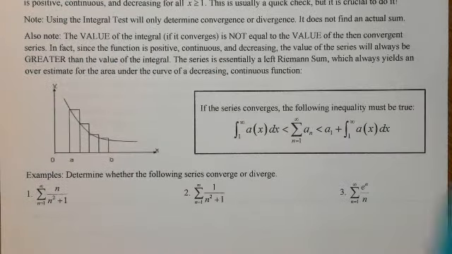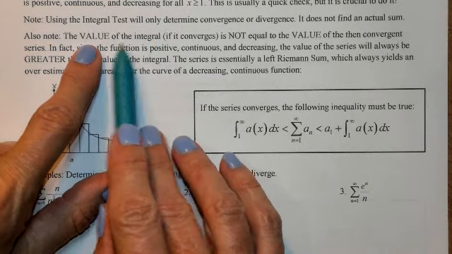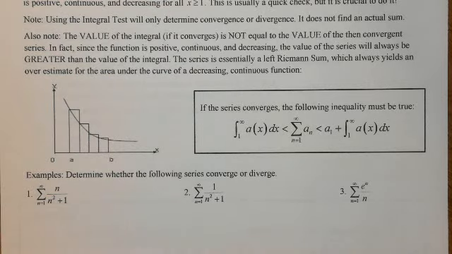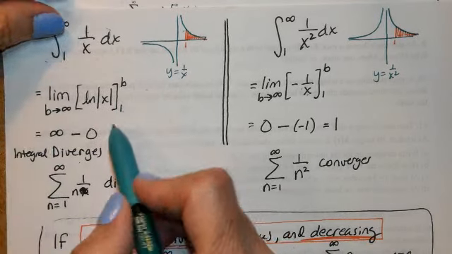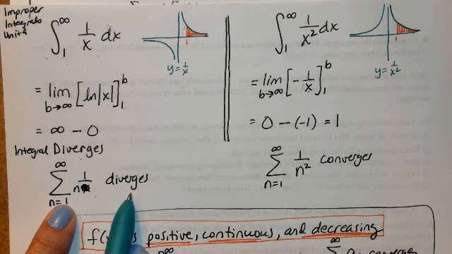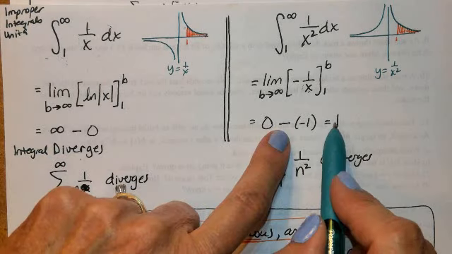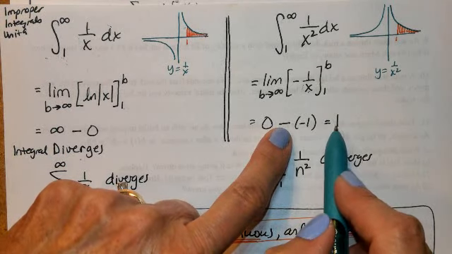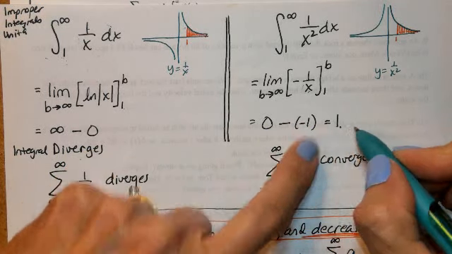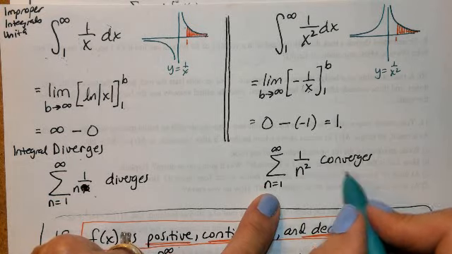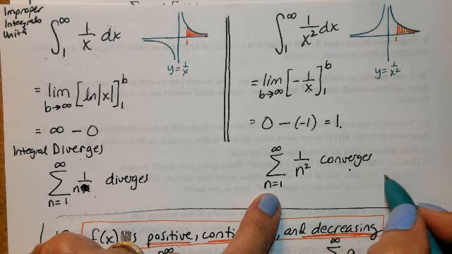We've talked all about this. Oh, this is another great note to make. Also note the value of the integral. Let me go back to what we did. In this one, I said that this series would diverge because the integral diverges. In this one, we got that the integral converged to 1, right? I said that this series converges. Does it also converge to 1?